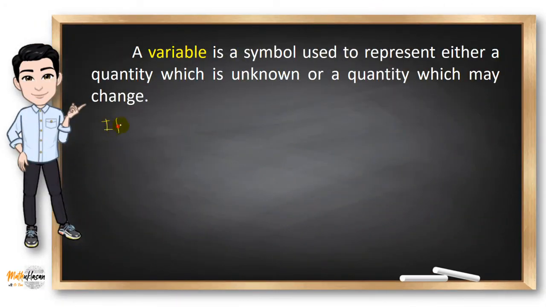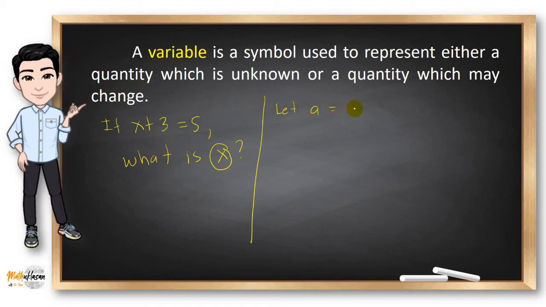For example, if x plus 3 equals 5, and we are looking for the value of x, here x is the variable that represents an unknown quantity in this equation. On the other hand, let's say I will let a be the age of the students inside the classroom. This is now a variable which has a quantity that could change, because the value of a will depend on the students that you will ask. And say student 1 told you that she is 18 years old. Student number 2 told you that he is 17 years old, and so on.